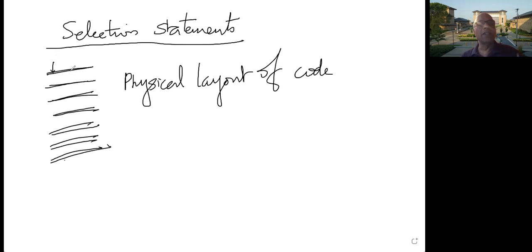So the actual execution followed the physical position of the various lines of code. Every line of code was executed and the process continued until the program was over.